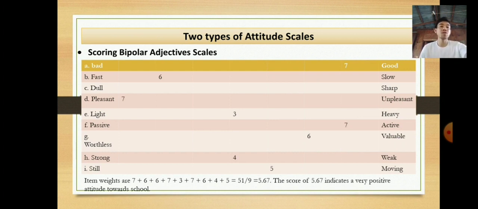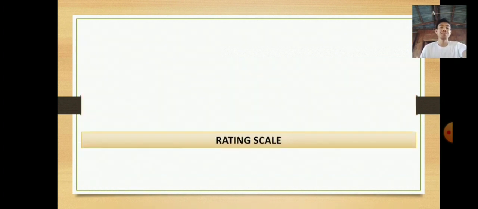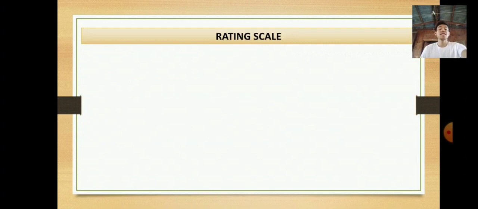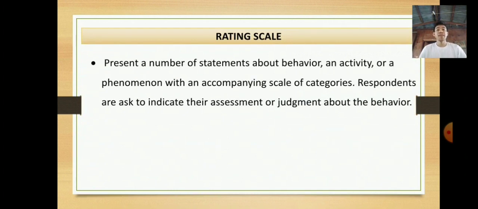Now, let's proceed to the rating scales. Let's define rating. Present a number of statements about a behavior, an activity, or a phenomenon with an accompanying scale of categories. Respondents are asked to indicate their assessment or judgment about the behavior. So, you assess the behavior you see. It is a judgment, so you just judge it.